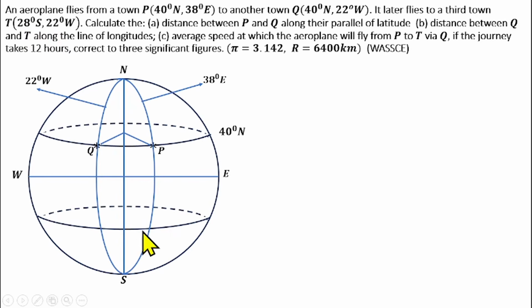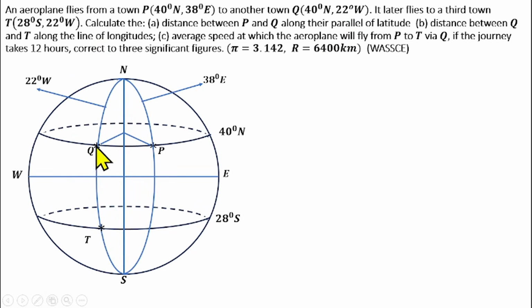So what can we say? We can see that there's a relation between towns T and Q. They're on the same longitude, but different latitude. So that means town T is on the 28 degrees south of latitude. So we draw the line. We will draw the latitude for town T, which is 28 degrees south, but it's on the same longitude as Q. So the same longitude as Q. So that means we have a point T here.